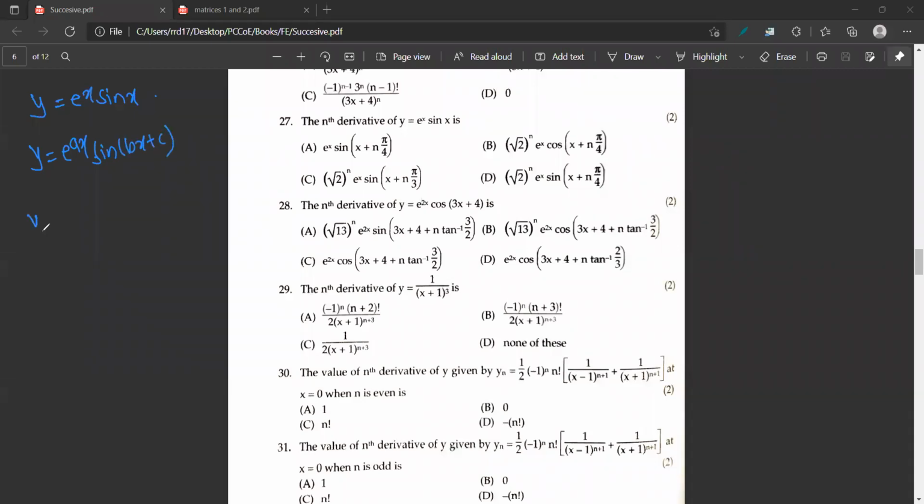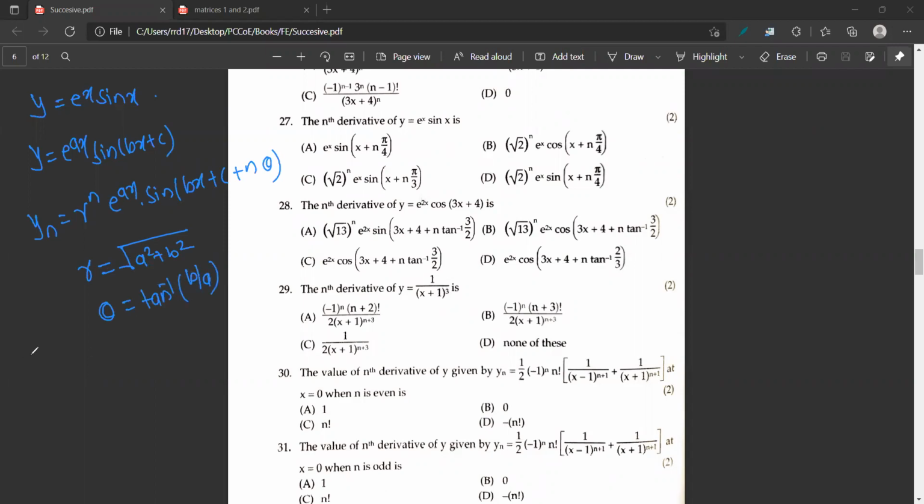So what we get? yn is equal to r^n into e^x into sin(bx + c + nθ). And what is this θ and what is this r? r is equal to root of a squared plus b squared. And what is this θ? tan inverse of b by a.